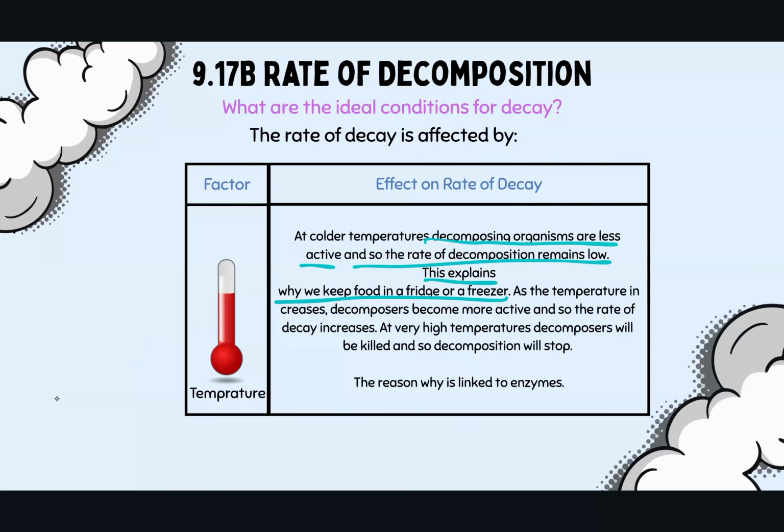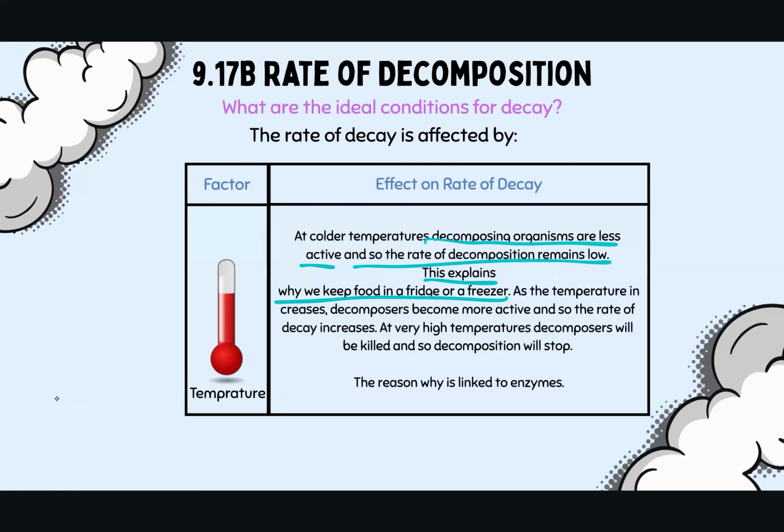So at low temperature, you've got a low rate of reaction, as in the particles aren't moving fast. So think back to chemistry. The particles aren't moving as fast. They're not colliding as often, so you have less of a reaction. So the enzyme and the substrates don't come together. So that's why we keep food in the fridge or the freezer. It stops it from decaying.